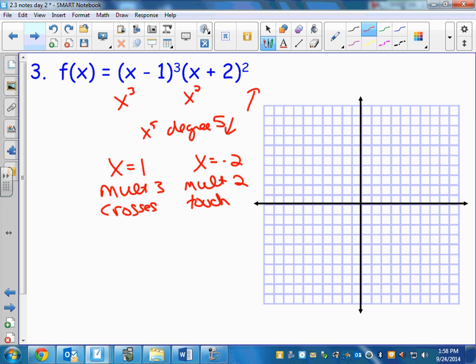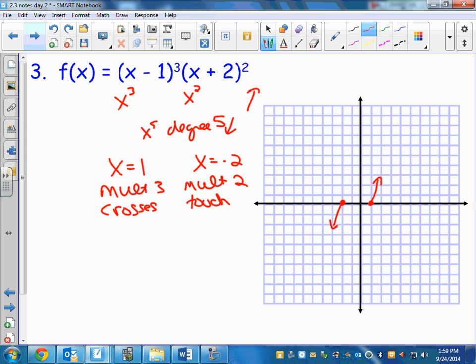So if I graph a 0 at 1, and I graph a 0 at -2, and I might go back and erase this in a minute, but I can at least get an idea that I know the end behavior because it's odd and the leading coefficient is positive. I know this side's going to go down, and I know this side's going to go up. And I can even go as far to say that at -2, it just touches.